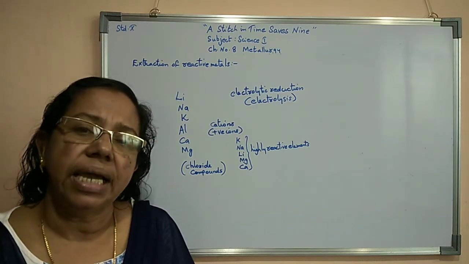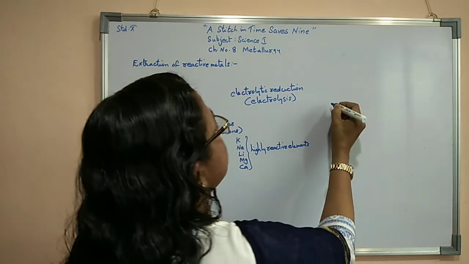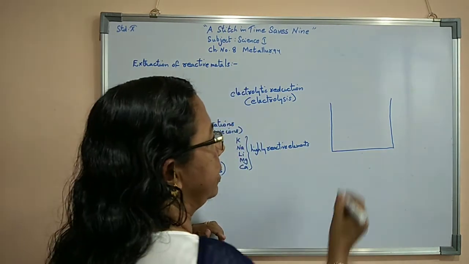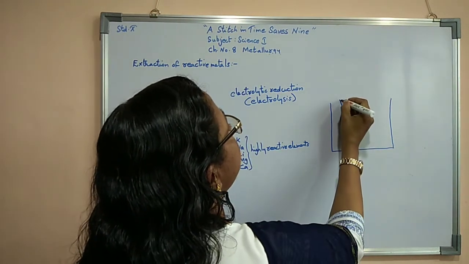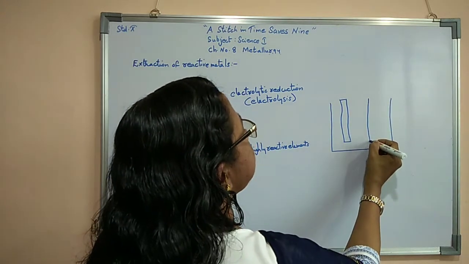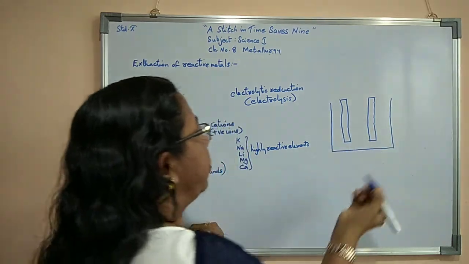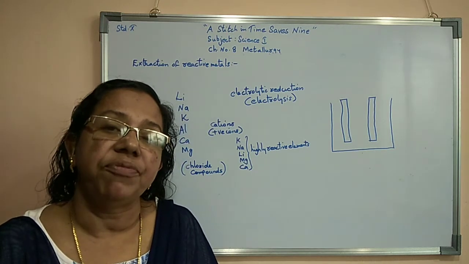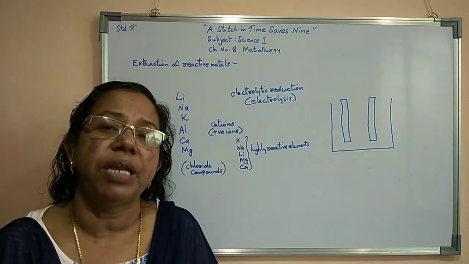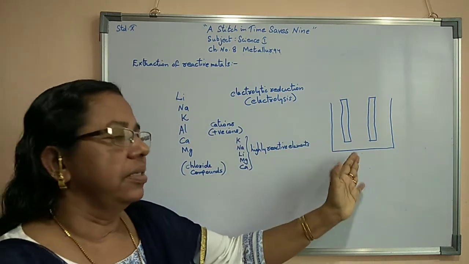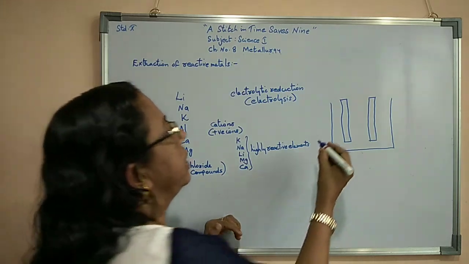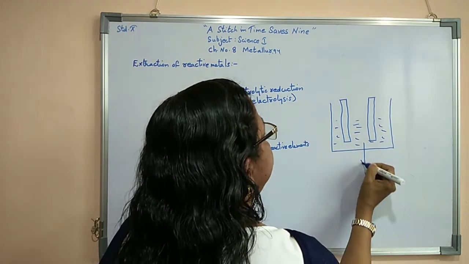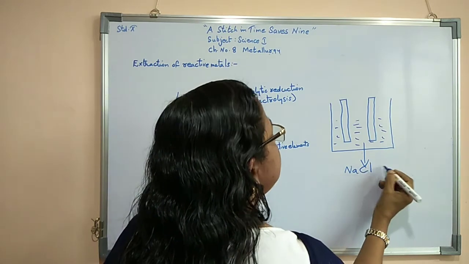Now we will study what is electrolysis in a deep way. I am using one container here, a beaker. In that I kept 2 electrodes. And now I am doing the extraction or purification of sodium from sodium chloride, potassium from potassium chloride, calcium from calcium chloride, aluminium from aluminium chloride. Like that, I am taking here sodium chloride solution.